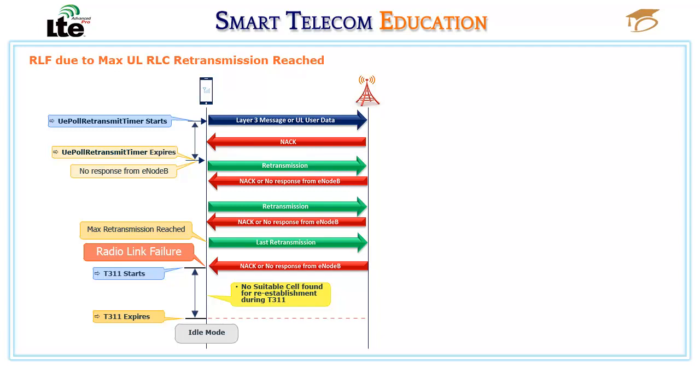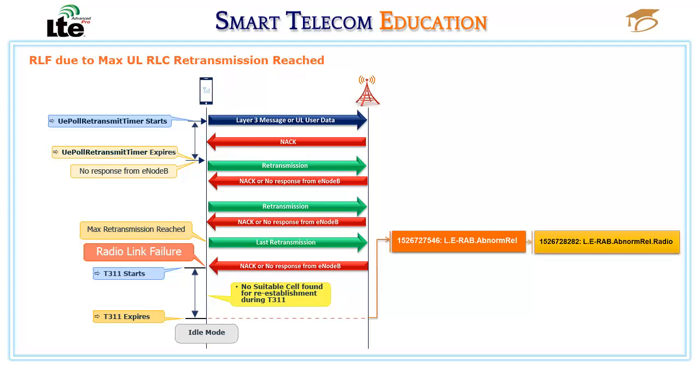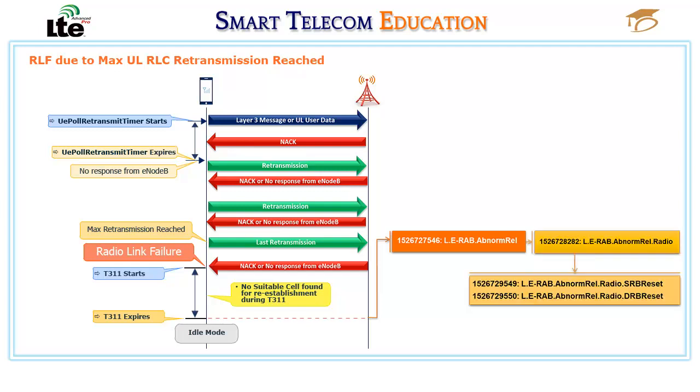If the eNodeB does not receive an RRC re-establishment message from the UE, the eNodeB releases the eRAB and increments by 1 the LTE eRAB abnormal release cause counters: radio SRB reset and DRB reset.